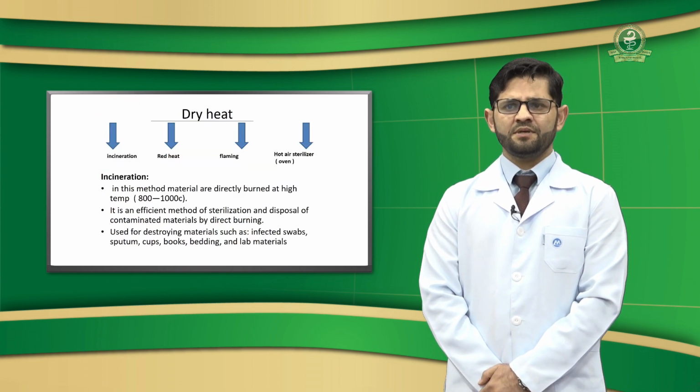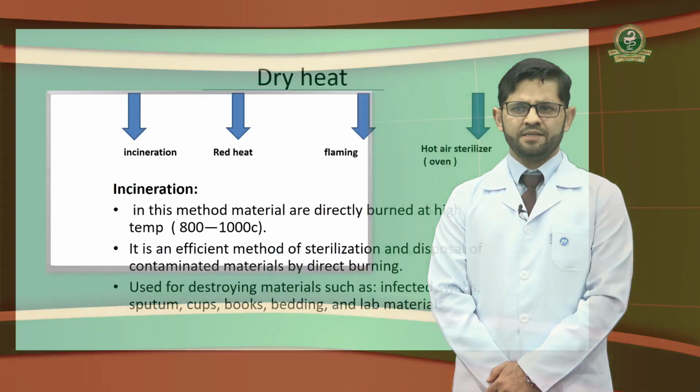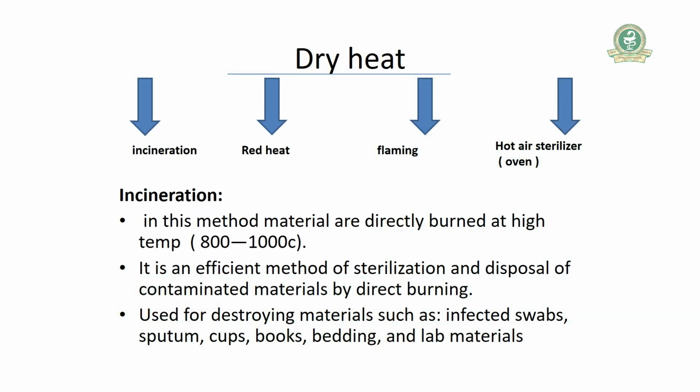Dry heat is done by incineration, red heat, flaming, and hot air sterilizer, in which we use an oven. In incineration, material are directly burned at high temperature, and the temperature given here is 800 degrees centigrade up to 1000 degrees centigrade. It is an efficient method of sterilization and disposal of contaminated material by direct burning.